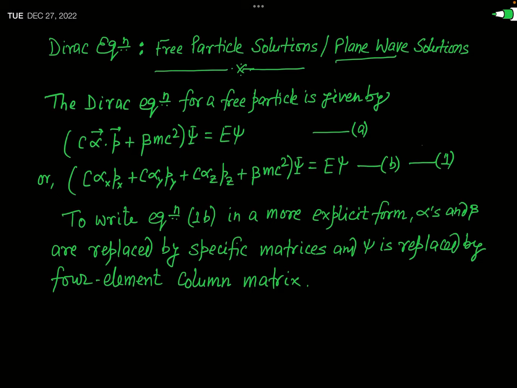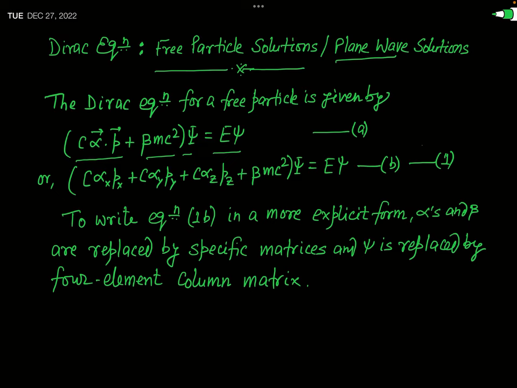So let us see what you have learned in the previous lecture. You have actually studied that the Dirac equation for a free particle is given like this. This is c times alpha dot p plus beta mc square operated on psi, which is equal to E psi. Can you remember it? This is the famous Dirac equation for a free particle.